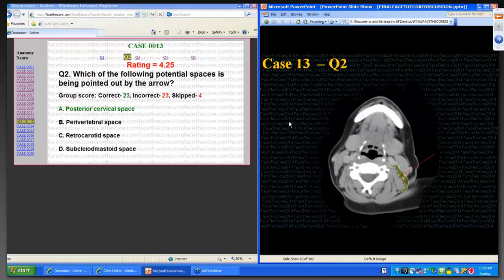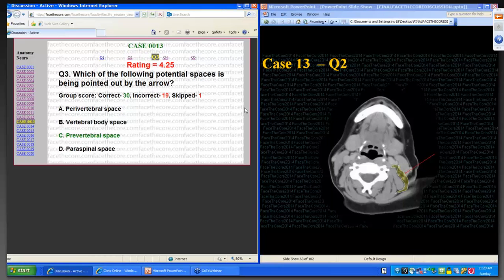Okay, which of the following spaces is being pointed out by the arrow? Here, between the paraspinal muscles and the sternocleidomastoid muscle, you start to see the posterior cervical space. The options were perivertebral space, or retrocarotid and subcleidomastoid. I'm not actually sure where the subcleidomastoid or retrocarotid space are. They're distractors. So the correct answer there is posterior cervical space.